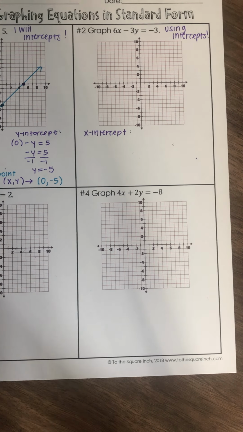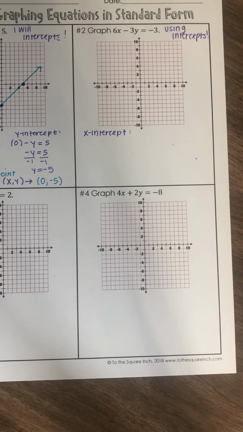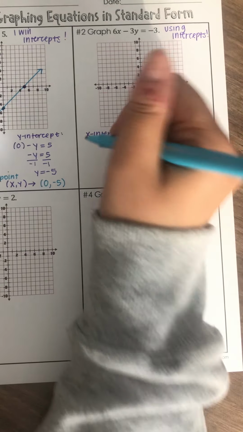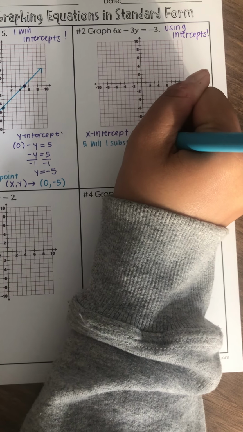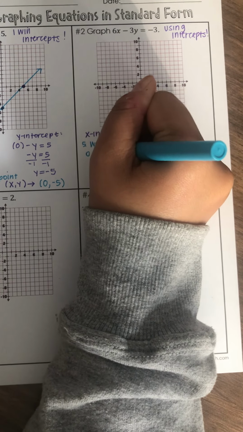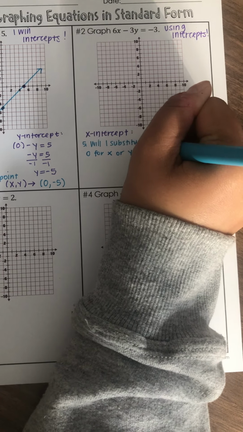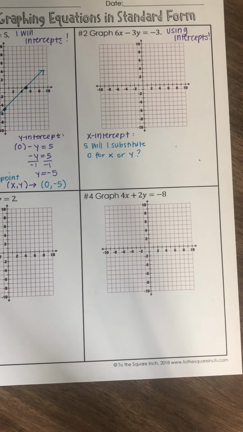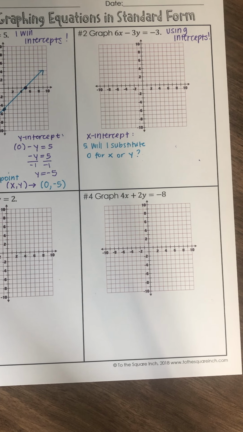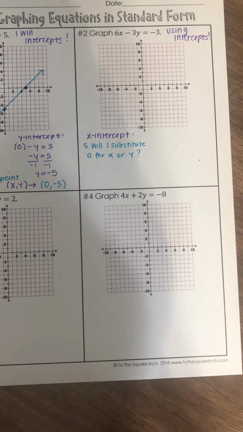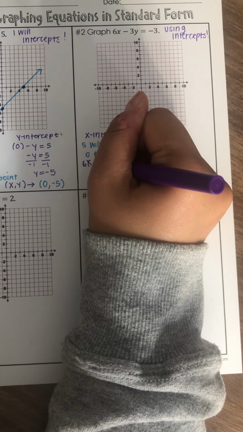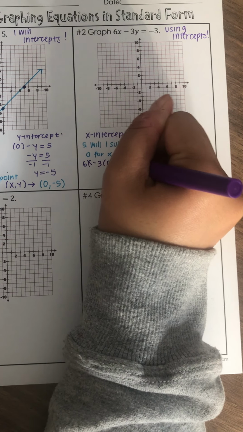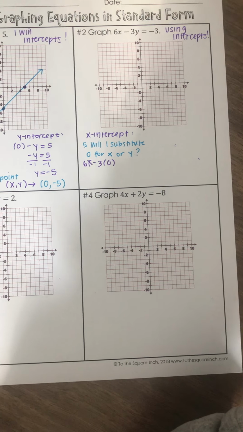Can you guys let me know in the chat? To find my x-intercept, will I substitute 0 for the x or the y? So when I find my x-intercept, will I substitute my 0 for the x or the y? I want to substitute that 0 for the y since I want to find the x.